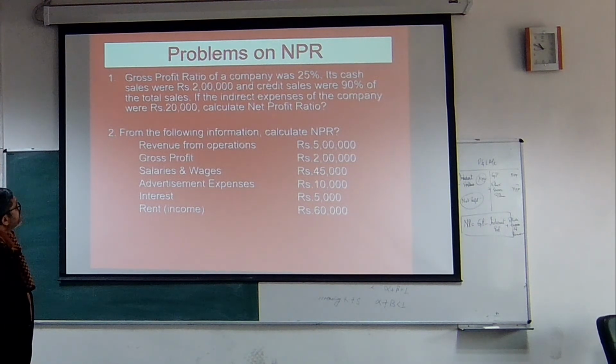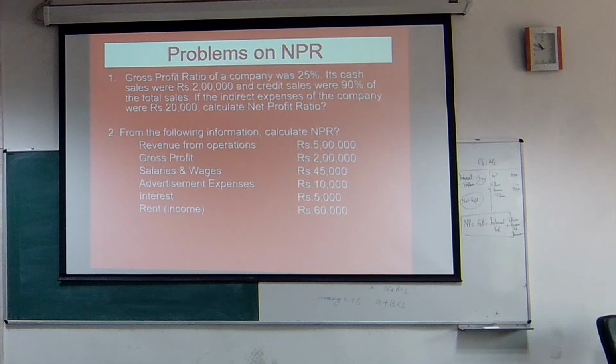The gross profit ratio of a company was 25%. Its cash sales were 22 lakh. Credit sale was 90% of total sales. Indirect expenses were 20,000. You have to calculate net profit ratio.